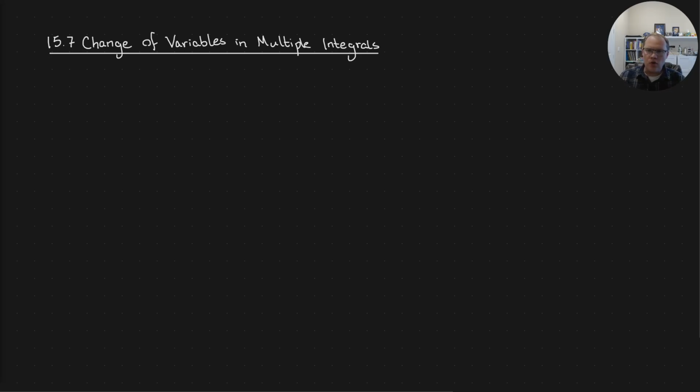In this section, we are going to talk about how to change variables in multiple integrals. Now, we've already seen this in a few cases. We've changed to polar coordinates in double integrals, and we've seen how to change to cylindrical coordinates or to spherical coordinates in triple integrals. But in this section, we're going to learn how to do that more generally for any kind of change of variables.